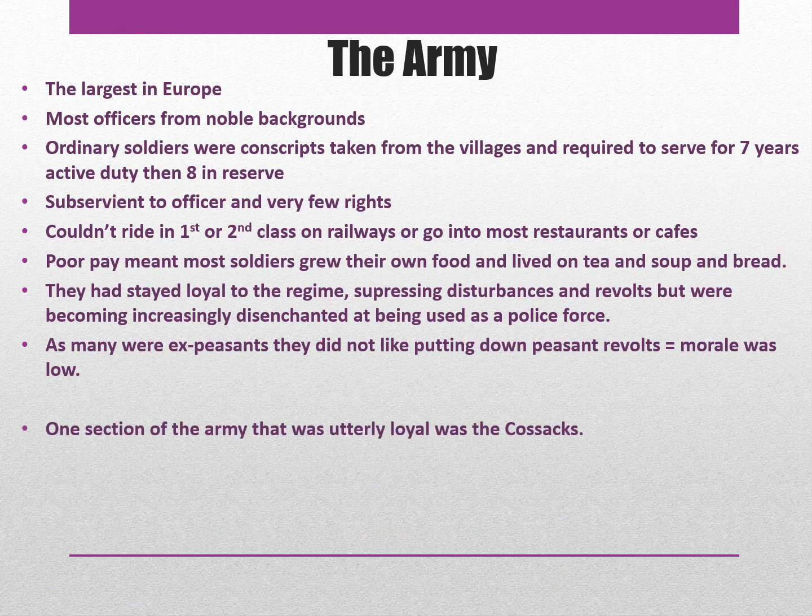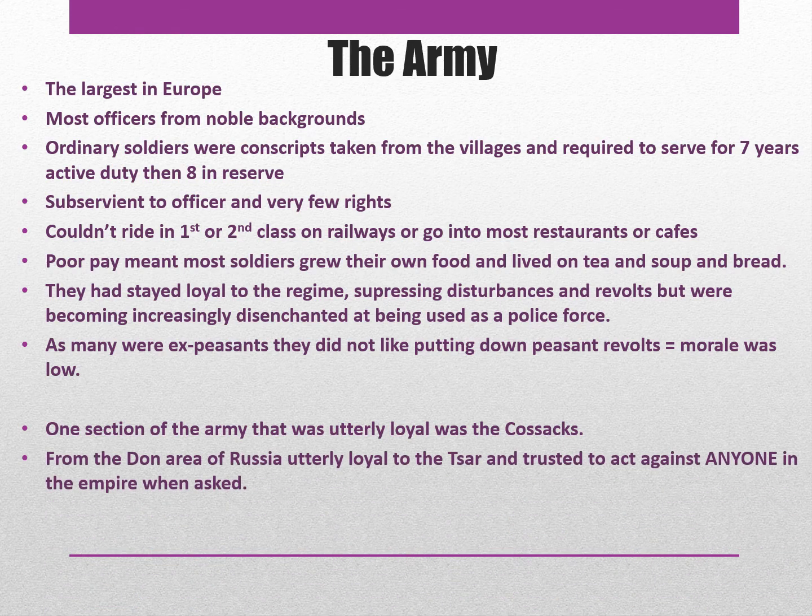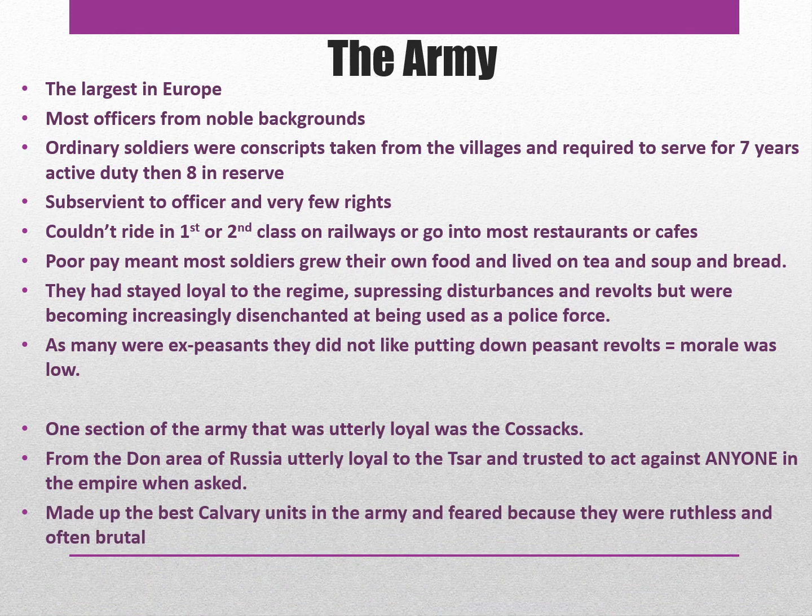One section, however, of the army was, and always would be, loyal, which is the Cossacks. They were utterly loyal to the Tsar. They were from the Don area of Russia. They turned against anyone in the empire when asked by the Tsar, and they made up the very best cavalry units in the army. Now, they were quite feared because they had a reputation of being quite ruthless and very brutal cavalry.